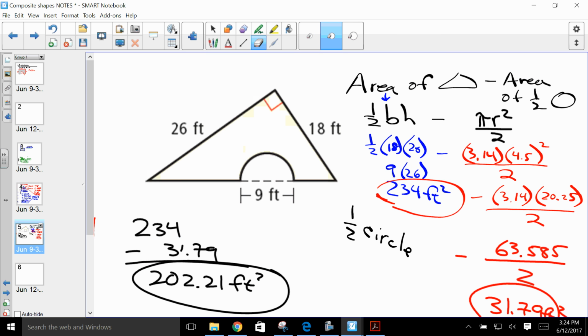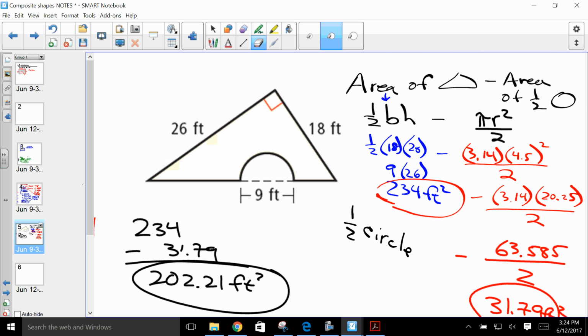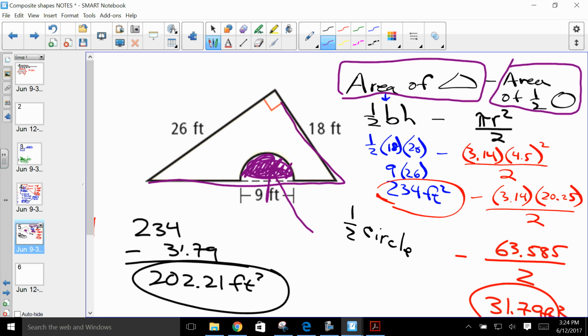Okay, so for those of you who are copying down these notes, who are absent or just reviewing them, this last example on your note guide has half a circle area. Notice this is half a circle. So the game plan is I'm going to find the area of the whole triangle, and then subtract the area of half a circle, this area here, which I'll shade in.